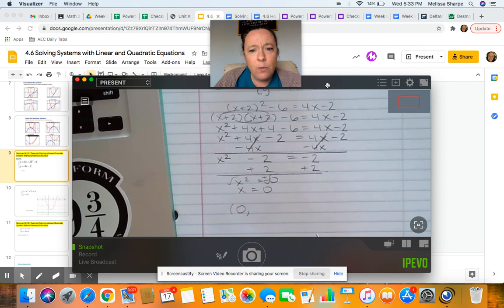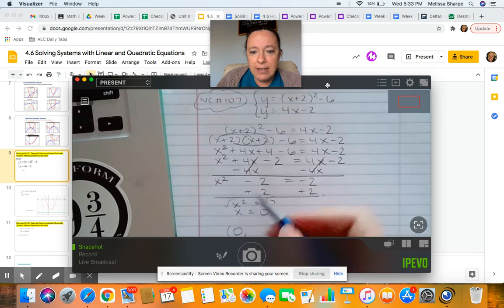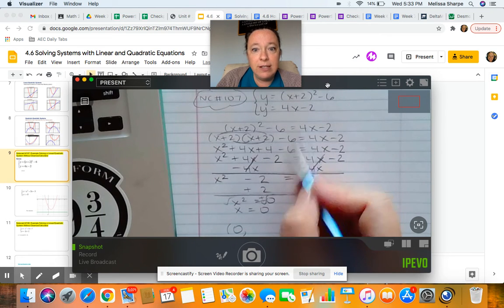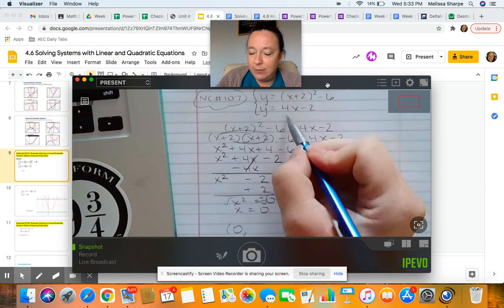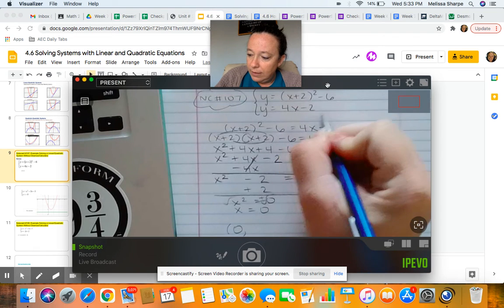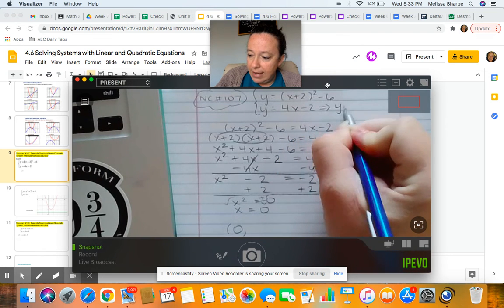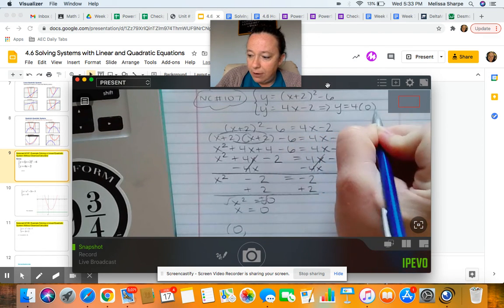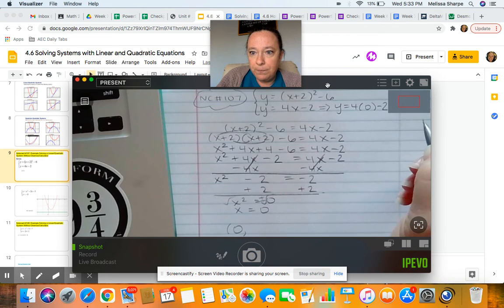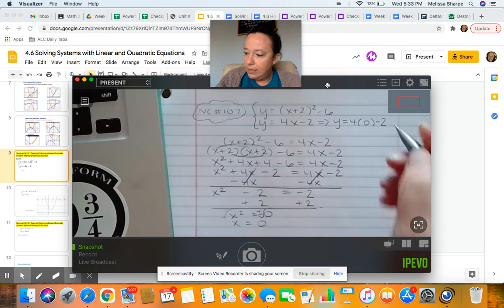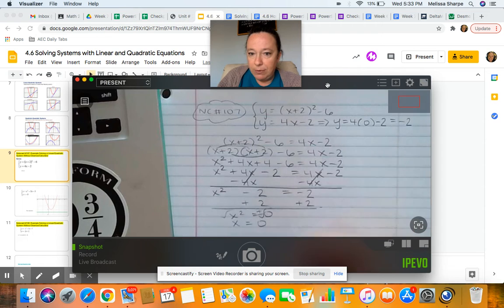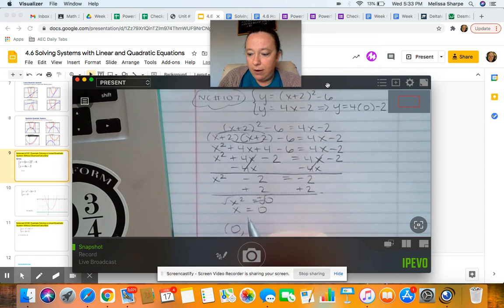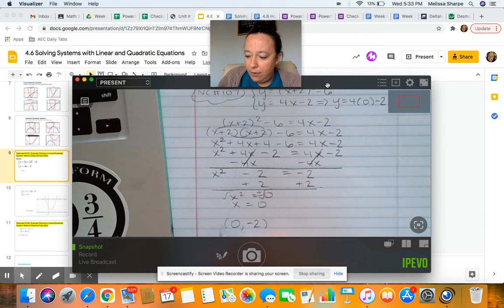So how do I get the y value? Well, I go back up into one of the originals and plug 0 in for x. And I'm going to pick this one. So I get y equals 4 times 0 minus 2. So y equals negative 2. So going back down here to my ordered pair, my solution is 0, negative 2.